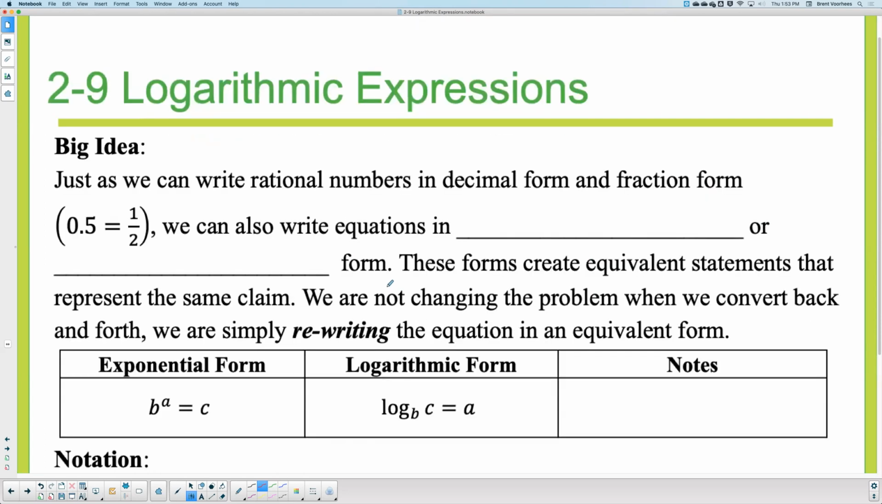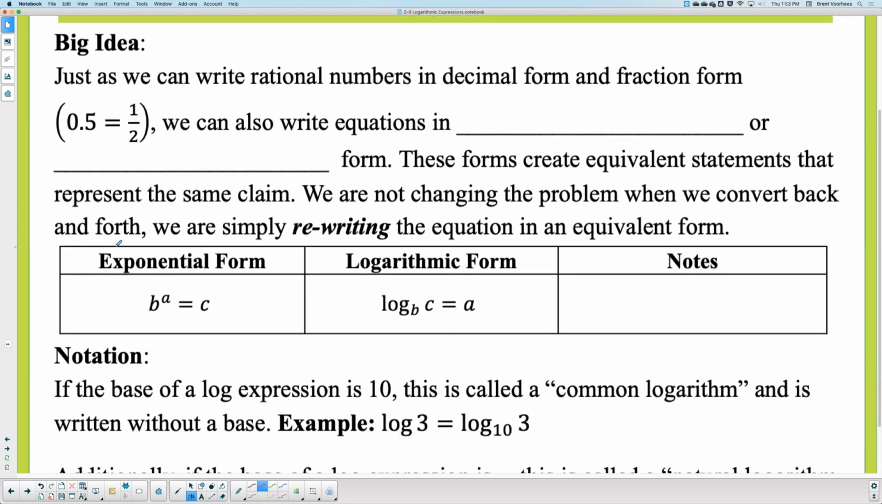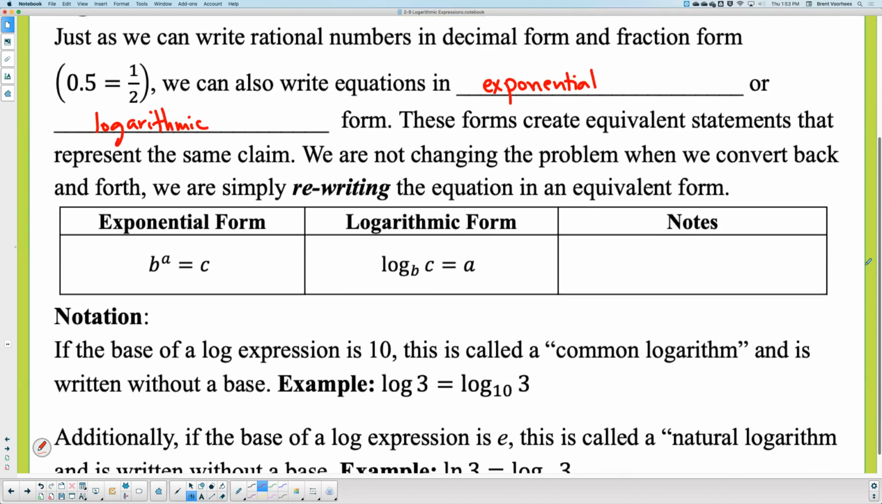So if that was the important concept, here's the big idea. Just as we can write rational numbers in decimal form and fraction form, meaning 0.5 is the same thing as a half, we can also write equations in exponential form or logarithmic form, meaning you can convert back and forth. They are equivalent statements.